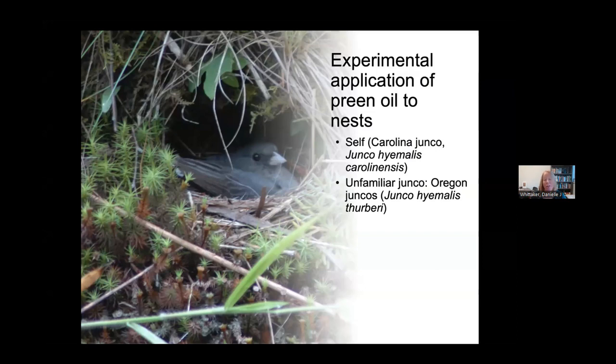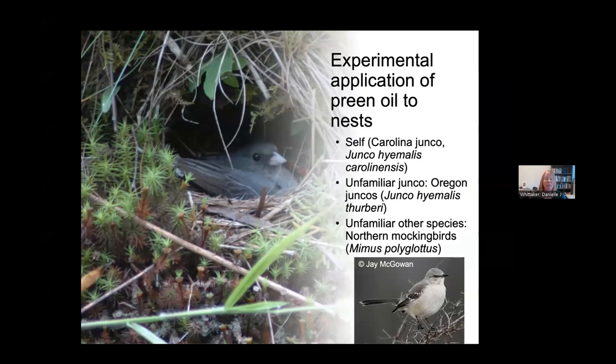So we had Oregon juncos in the lab when I was at Indiana University, and I had taken and frozen preen oil from them. And then finally, the 3rd group received preen oil from another species that was unfamiliar to them. In this case, I chose northern mockingbirds. The real reason for that choice is because they were also in the lab, a different lab at Indiana, and they were freely available to me, so I was able to collect preen oil ahead of time. But also they are not typically found in the same place as juncos in the breeding season. They're also not a threat to them, so I'm not presenting them with a threat species. It's just an unfamiliar odor.